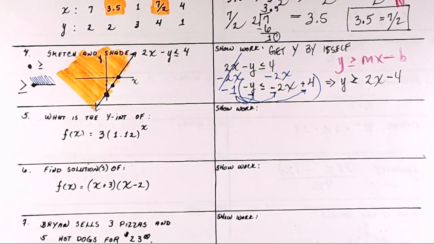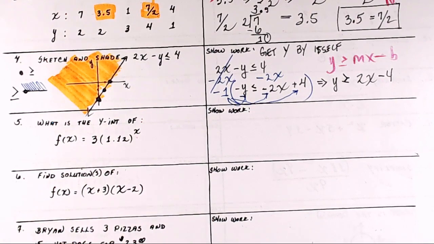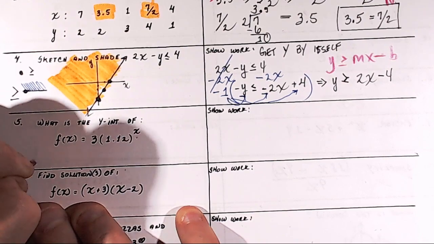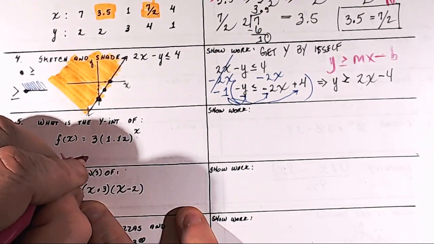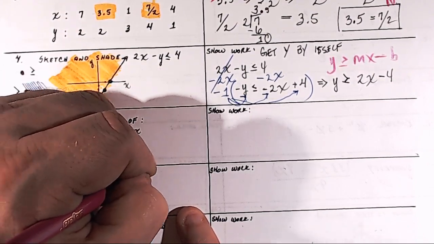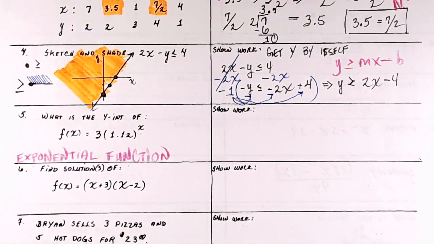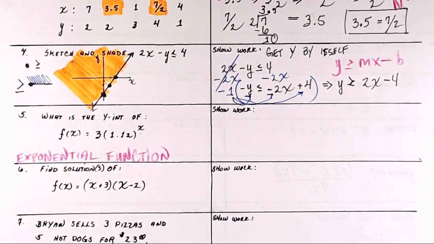Number 5, what is the y-int of this? Now, little proviso, because that x is right there in the exponent position, I know that this is an exponential function. You got 3 types of functions in Algebra 1. Linear, quadratic, and exponential. Okay, this seems like the boss fight at the end of a level, but it's really the easiest one, really. Because the form that these equations take tells you everything you need to know.